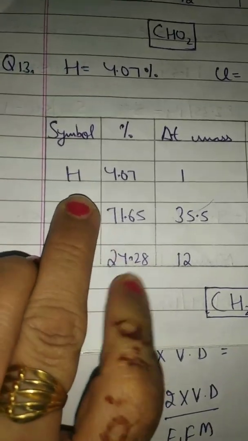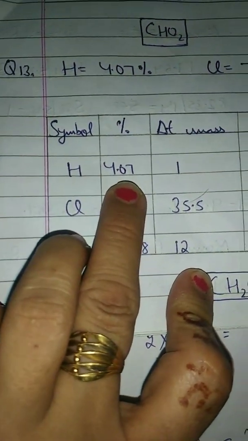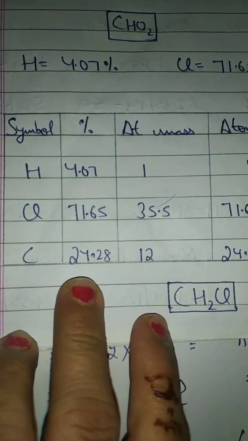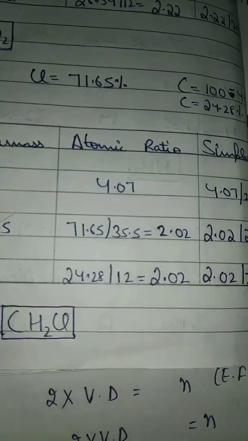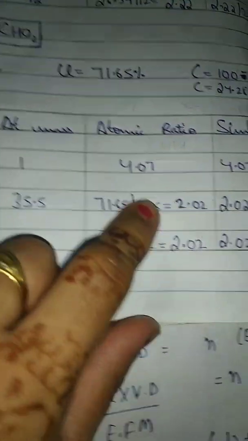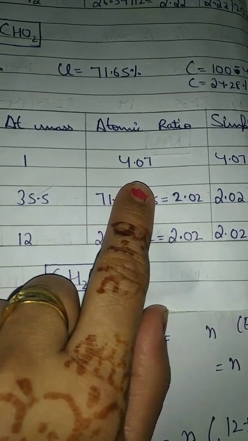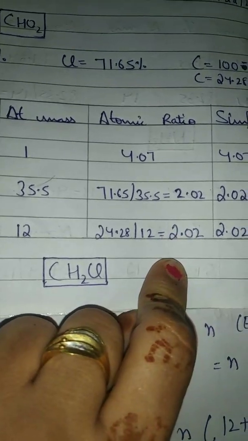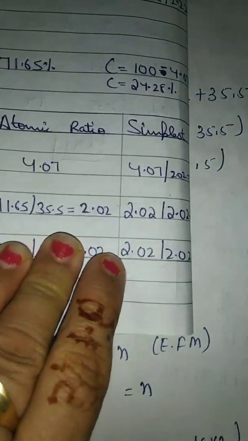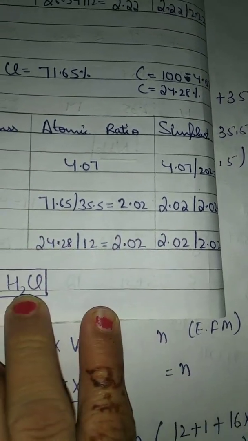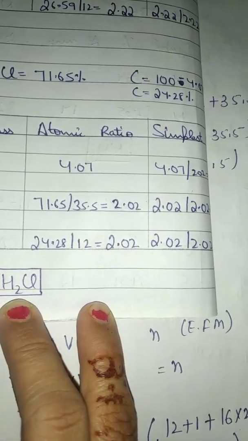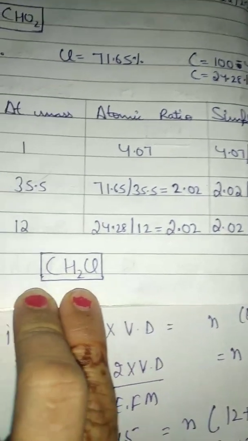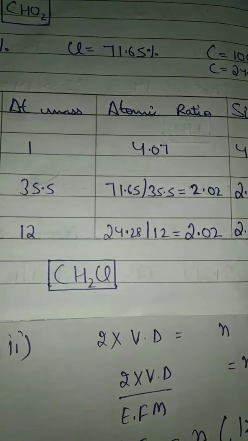So here in this case, hydrogen percentage is given to us 4.07, chlorine 71.65, carbon 24.28. So after dividing percentage with atomic mass, we will get atomic ratio of hydrogen 4.07, chlorine 2.02 and carbon also 2.02. By taking simplest ratio, the number of hydrogen atoms will be 2, carbon and chlorine will be 1, and empirical formula will be CH2Cl.